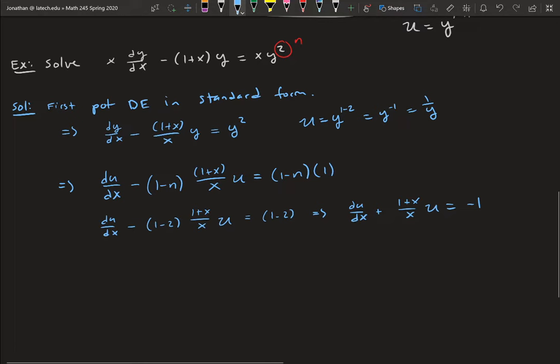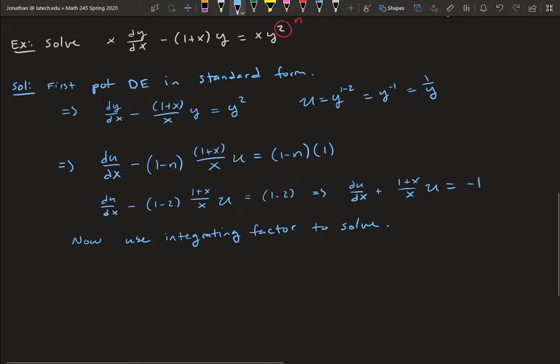Now we use the integrating factor to solve. So the integrating factor is going to be e to the integral p of x dx. And where is p of x? It's right here. So that's our p of x. So let's do that integral. That's going to be e to the integral 1 over x plus 1 dx.